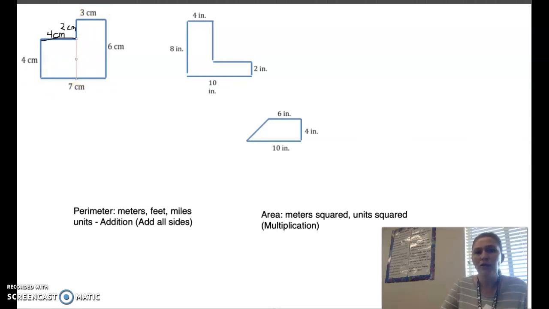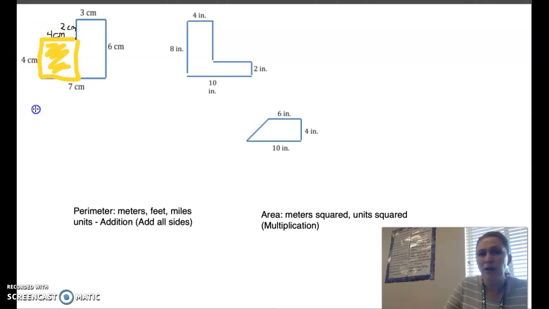Okay, so the first thing I'm going to do is try and find out what this right here is. I'm not going to use the 7. The 7 is this whole side right here, so I don't want to use the 7. I'm just figuring out what this one right here is, and this ends up being a square. The area of this one, so everything inside here, is going to be 4 times 4, okay? Length times width.